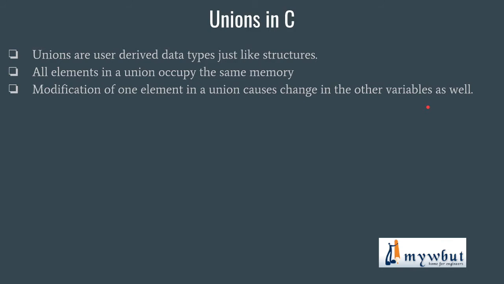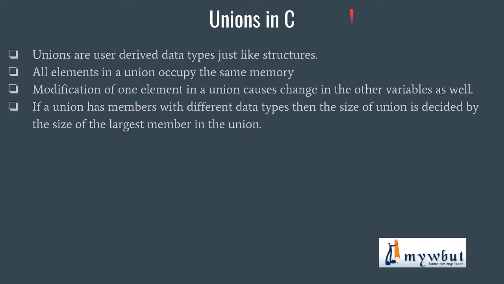Now there might be a question: if all the elements in a union occupy the same memory, what will be the size of the memory designated to a union? Well, the size given to a union is the size of the largest member variable present inside it. If a union has members with different data types, the size of the union is decided by the size of the largest member. For example, if there are three variables, a short int, a normal float, and a long, then the size of the union will be equivalent to the size of a long variable, that is 8 bytes, and all the members will use that same memory.